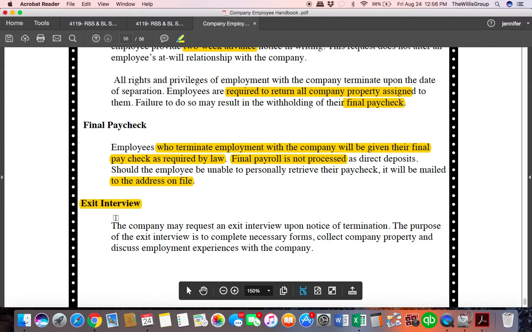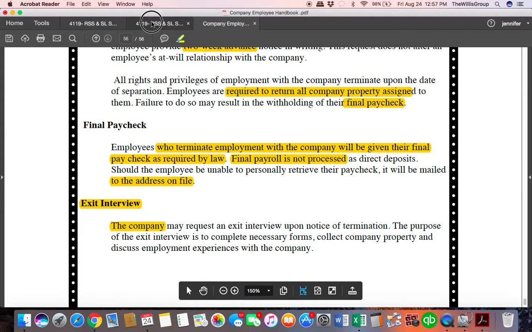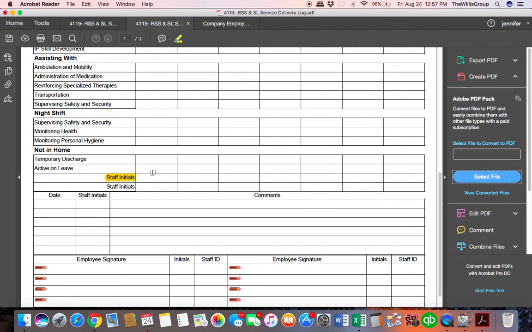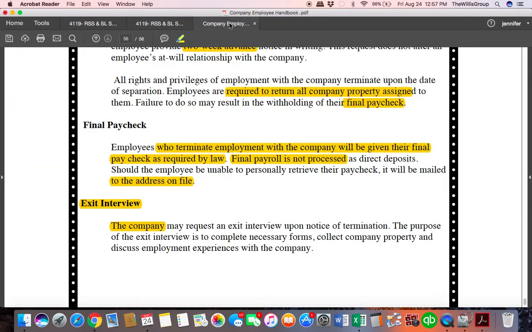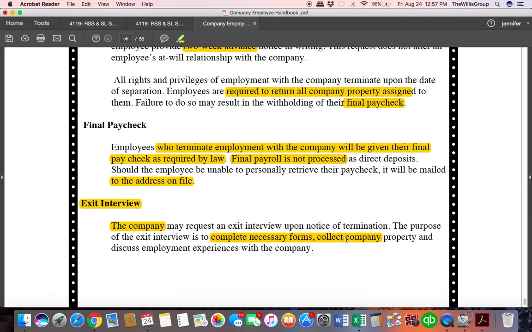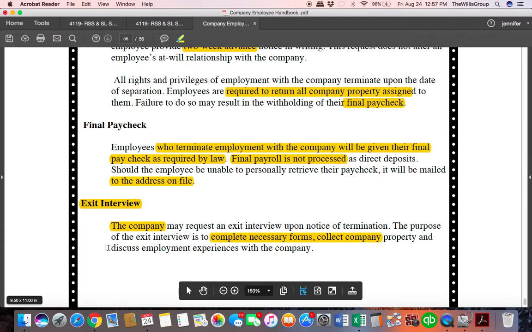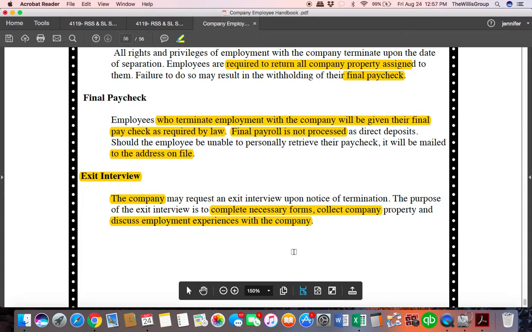And then finally, exit interview. Again, the company may request an exit interview upon notice of termination. The purpose of the exit interview is to complete necessary forms. So if we find that a form in particular has not been completed, we will have those forms ready for you to initial and sign off on, so that you have completed your final paperwork. The exit interview is for completing necessary forms, collecting company property, which includes keys, passwords, and things like that previously discussed, and discussing employment experiences with the company. Of course, we want to have a conversation about the employment experience, because we are always striving to do things better and to receive feedback from the individuals who are out there performing work on our behalf.